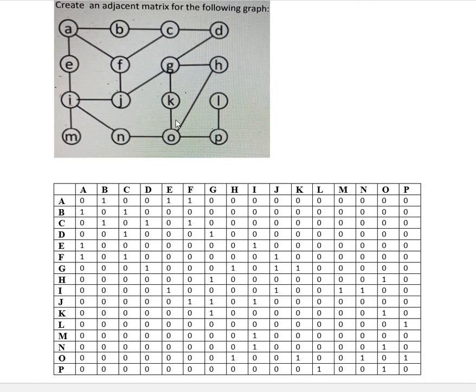K here has two nodes, one at G and one at O. Here it is. One at G, one at O, everything else is zero.